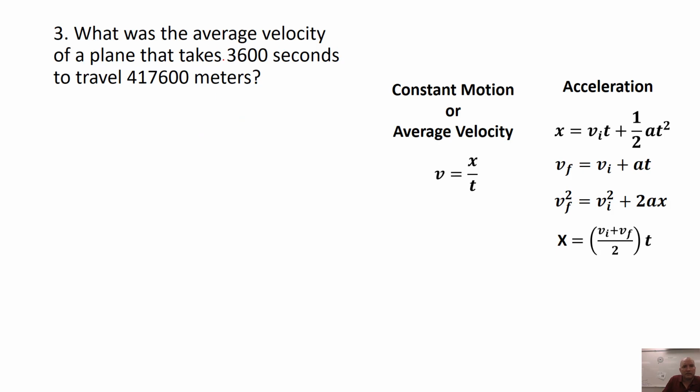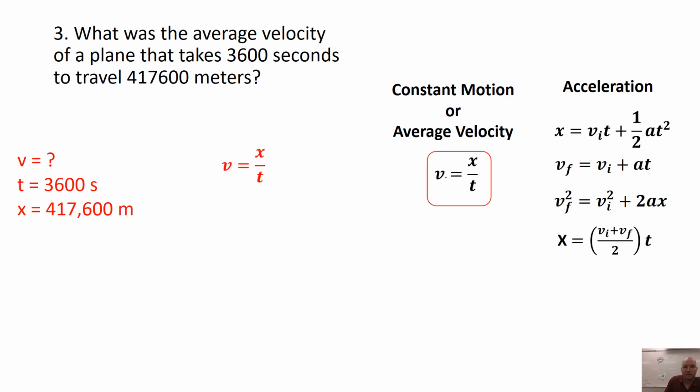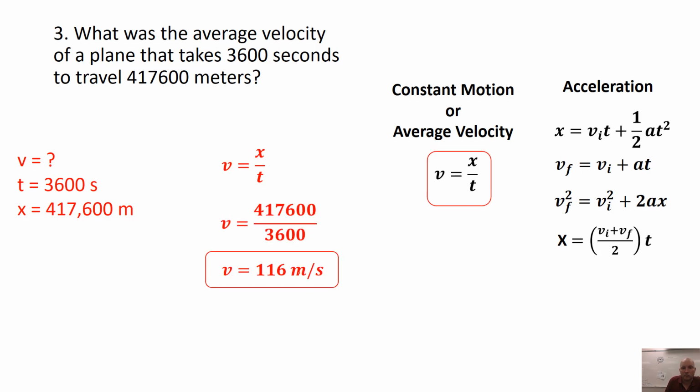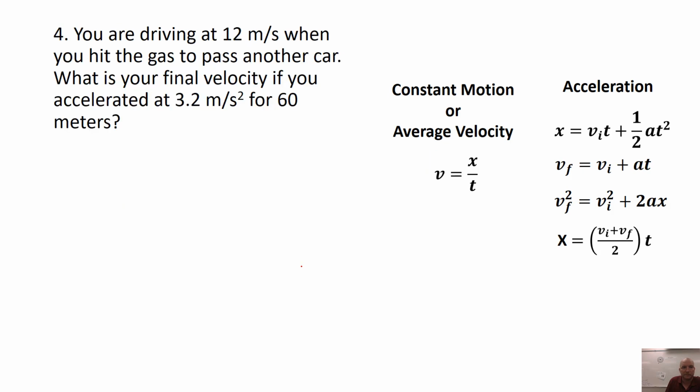Okay, what was the average velocity of a plane that took 3,600 seconds to travel 417,600 meters? Well, there's nothing in this problem that's talking about speeding up, slowing down. It's just saying velocity itself. So you're going to that equation right there. With these givens, only one equation you can use. You're not solving for the initial or final, you're just solving for the velocity overall, and then you just plug in your values, and you get 116 meters per second if you're using these numbers. Once again, you're going to have different numbers if you're taking my E-Class quiz.